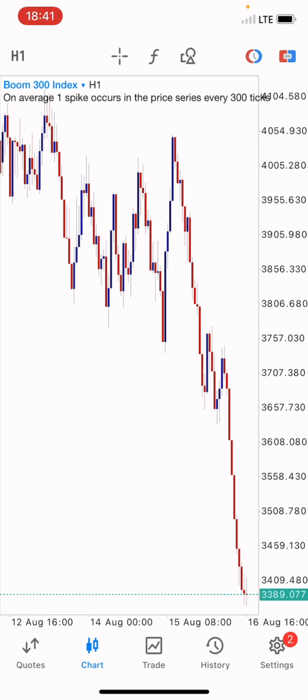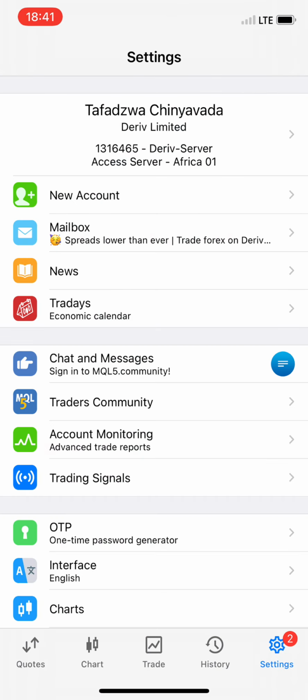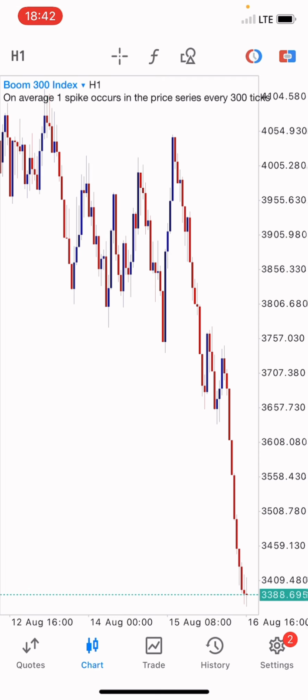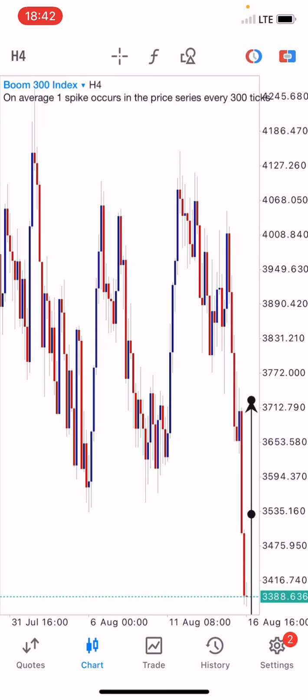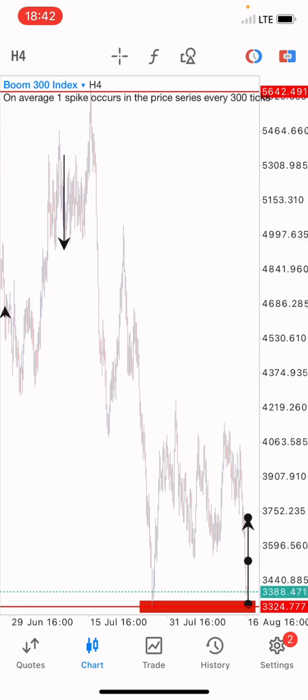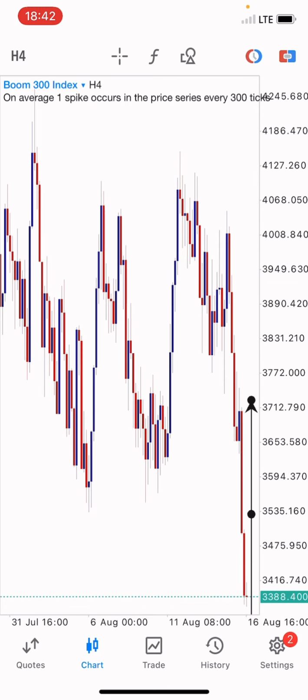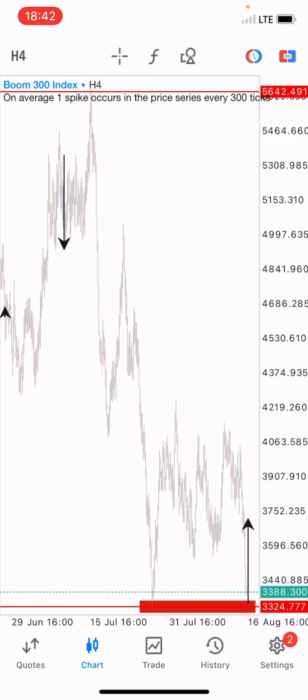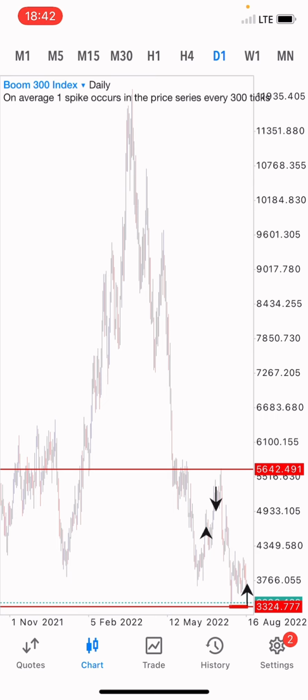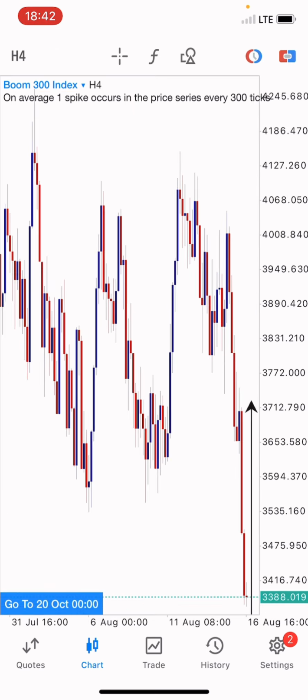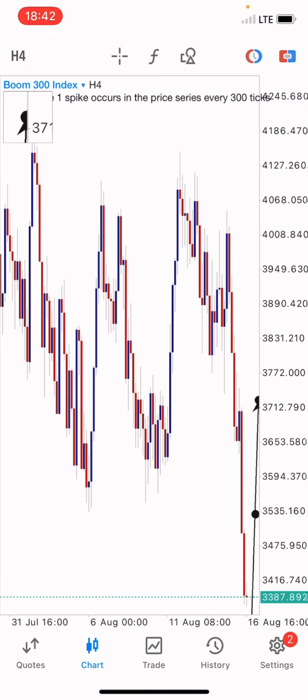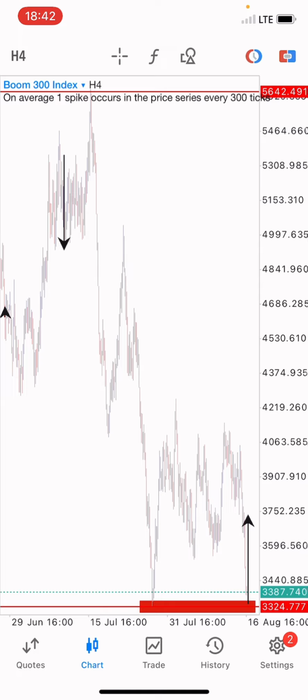This is Mr. TCee. As we are seeing, this is my personal account, and right now I'm trying to flip this account to maybe 600 or 700 using this Boom 300 setup. You can see it has reached the major resistance and major support on the daily and 4-hour time frame, and I'm anticipating it to bounce on the red zone, and then after bouncing, go all the way up.